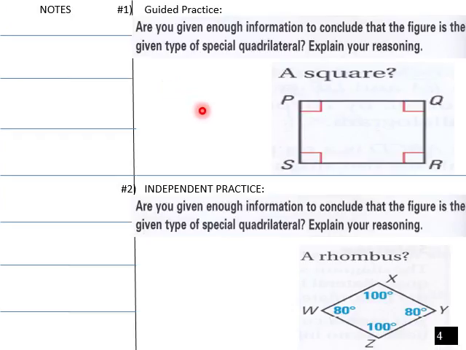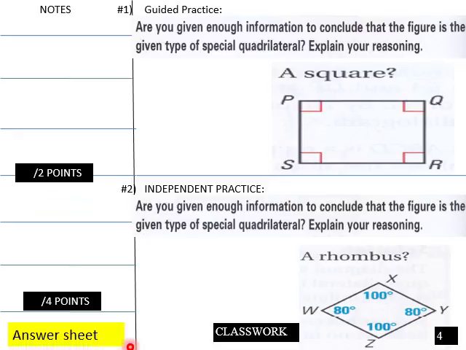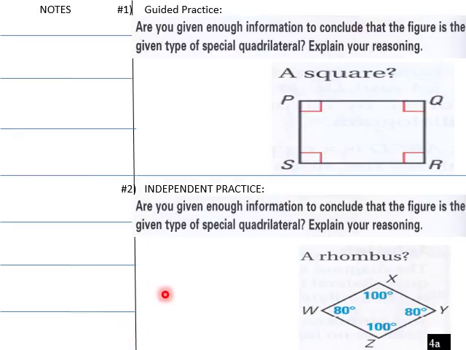Okay, students, are you given enough information to conclude it is a special type of quadrilateral? A square? Is it a square? Is this a rhombus, students? Teachers, give your students 5 minutes. Explain your reasoning. 4 minutes. Okay, welcome back.